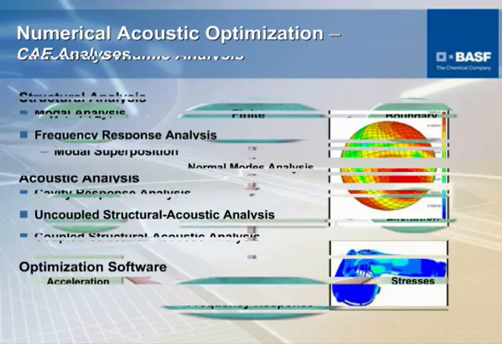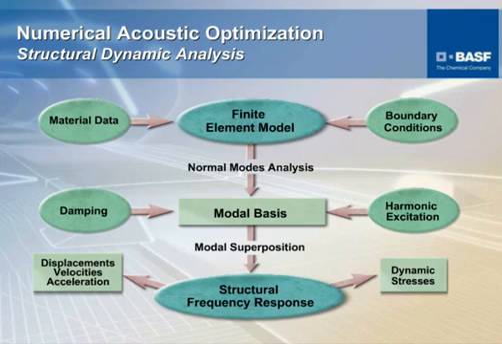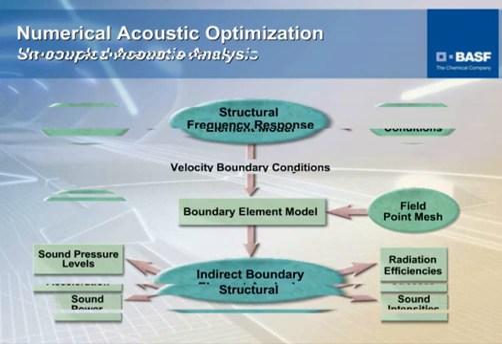using the optimization tools within the code. For structural dynamic analysis, it starts with the material data and a finite element model and some boundary conditions. We extract the normal modes for the analysis. We introduce the excitations and damping. We have to know what the damping is. And then based on that, we can get what we call the modal participation and the structural frequency response. From that, we extract the displacements, velocities, and accelerations, as well as stress. It's a very powerful technique used.